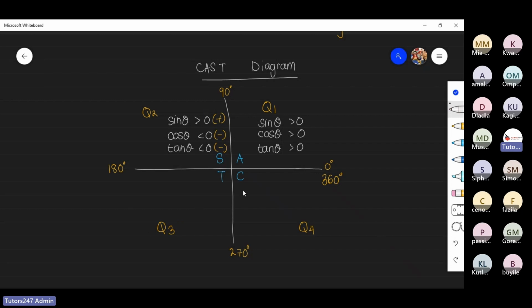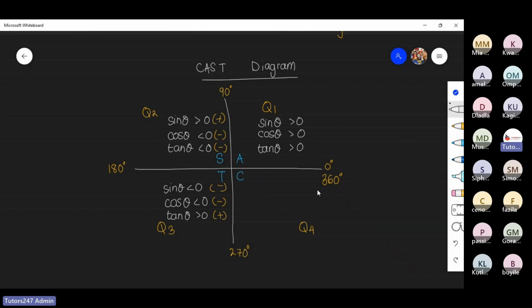If we move on to quadrant 3, you can see that there's a T there. That means that only tan is positive. So we have sine theta that will be less than 0 because it's negative. Cos theta that will be less than 0 because it's negative. And we have tan theta that will be the only one greater than 0 because it is positive. So always use the letter to understand which identity is positive or negative within that specific quadrant.